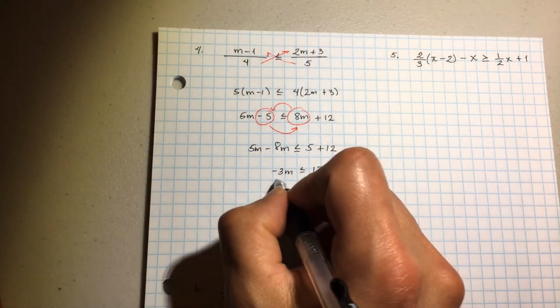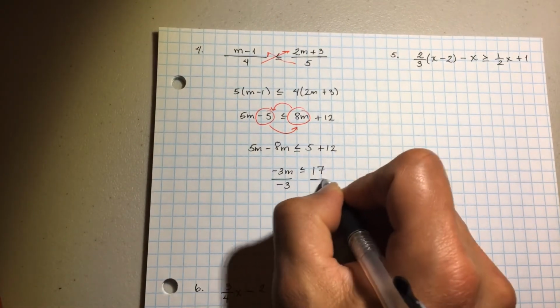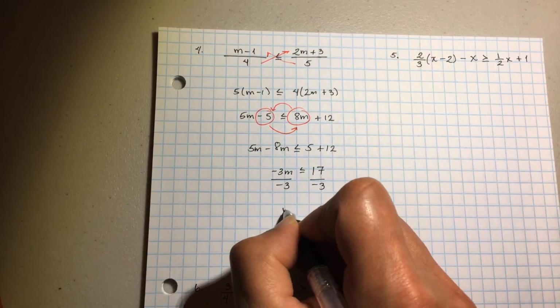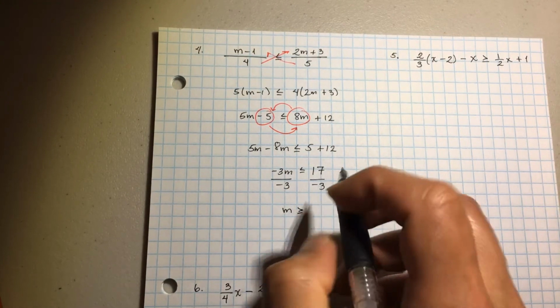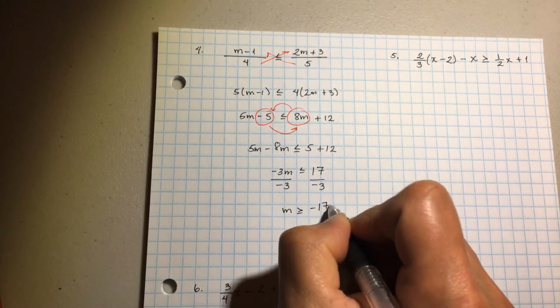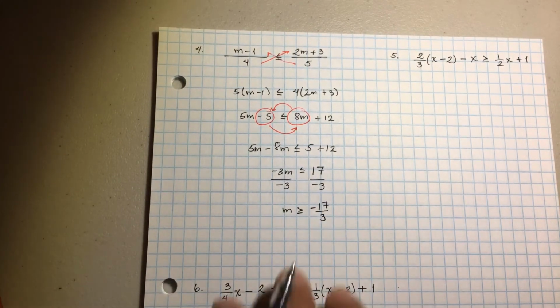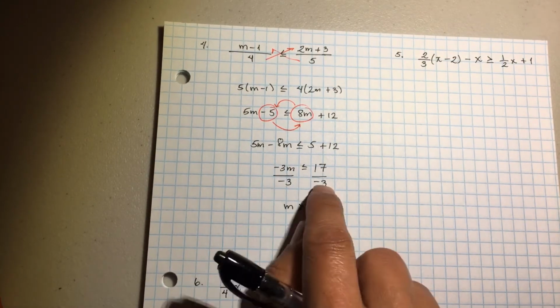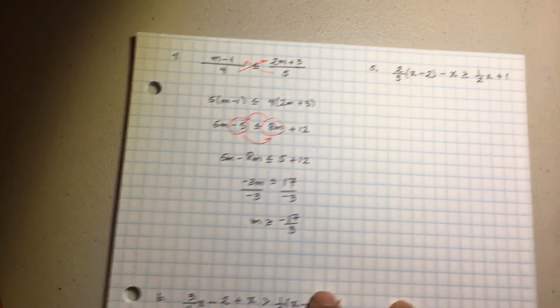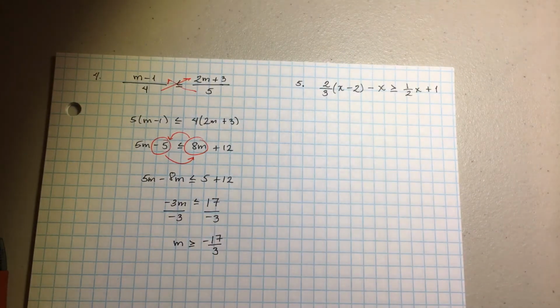Next, we divide by negative. Divided by negative 3, dividimos por menos 3. Estamos dividiendo por menos, entonces se cambia la dirección y nos da negativo 17 tercios. So now we have negative 17 thirds. Okay, so notice when we're dividing by that negative, we have to reverse the inequality, okay? All right, let's do another one.